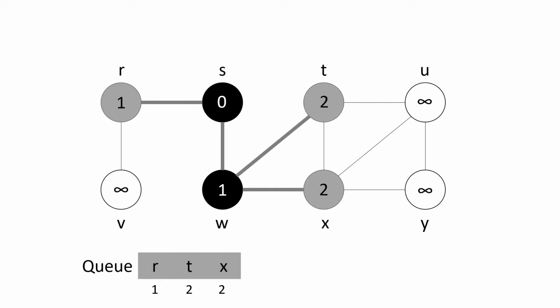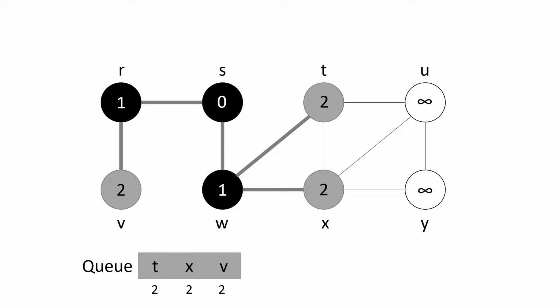Now that we have removed the node W from the queue, the next node in the queue is R. All we have to do is color V gray and update R to black. Then we can remove the node R from the queue and add the node V to the queue. We now look at the node T because it's the first element in the queue.